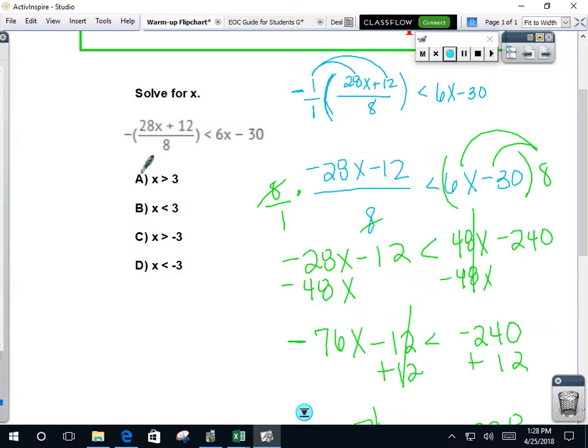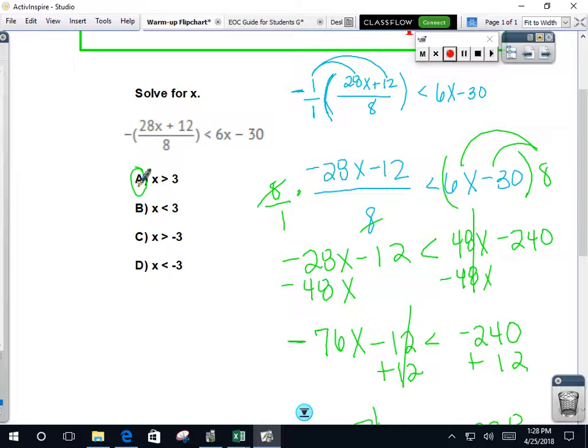Now, I am well aware that most of you would have trouble doing this successfully, okay, because that's a pretty complicated equation or inequality to solve. So, you could start by plugging in answers. But you do have to be careful because these are not equal signs, they're inequality signs.